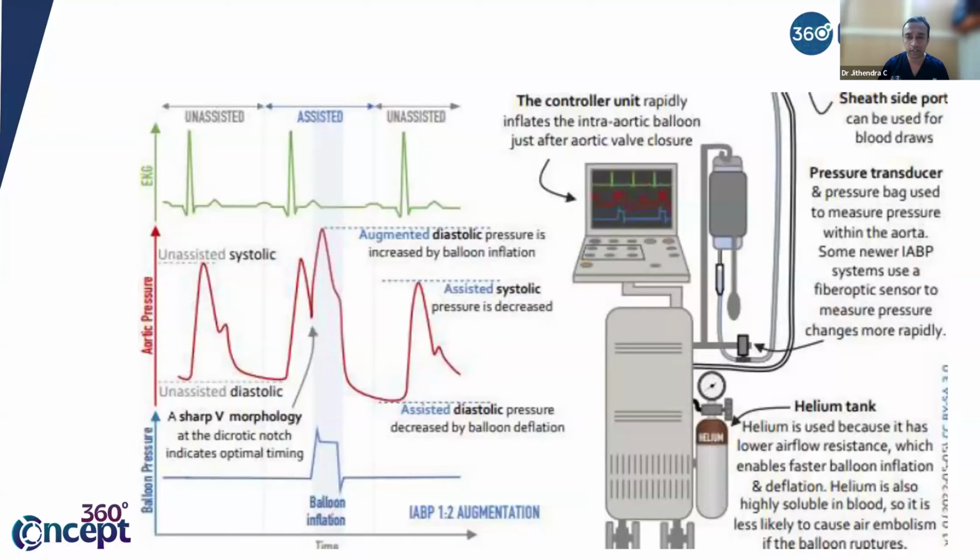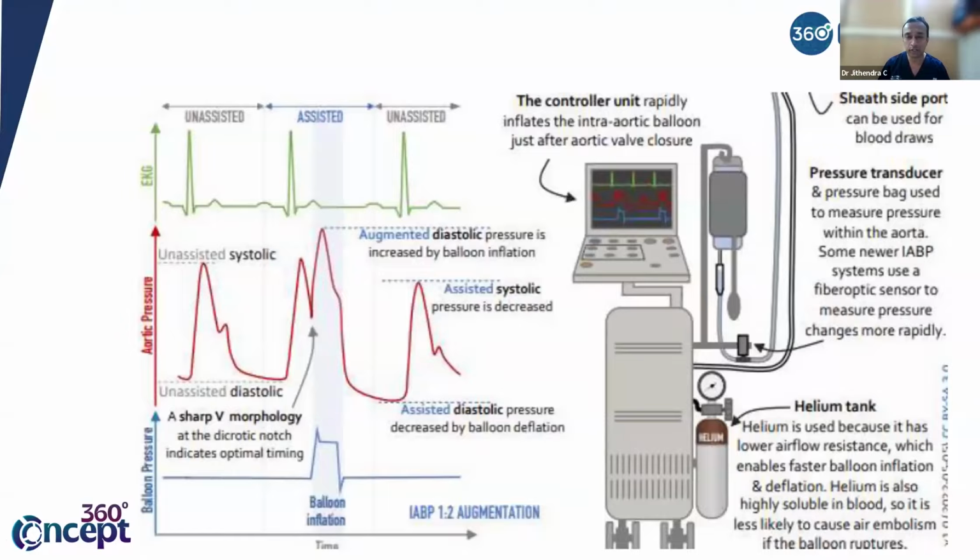So helium, we know, is a less viscous gas. Because it is less viscous, it can easily inflate and deflate. Say somebody's heart rate is 100, so within less than a second, it should inflate and deflate. That fast inflation happens only when the gas is less dense. So that is one of the reasons why helium is used.